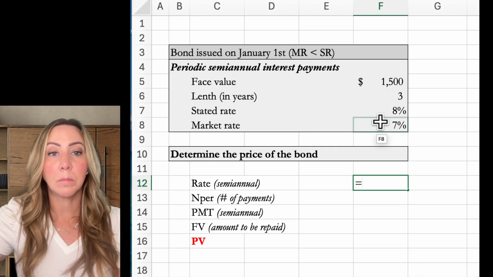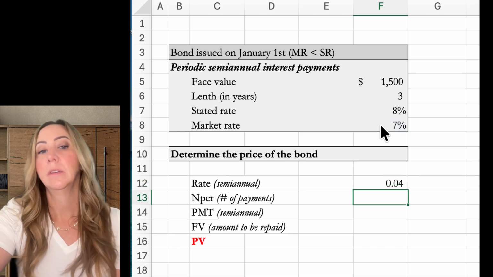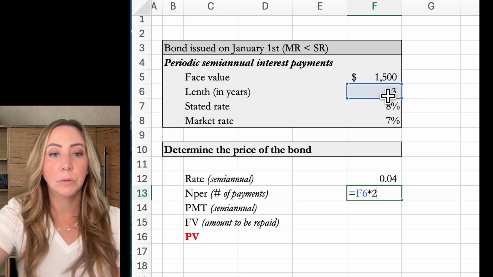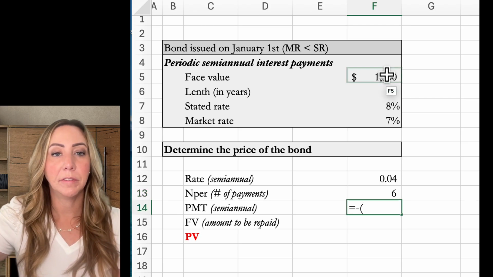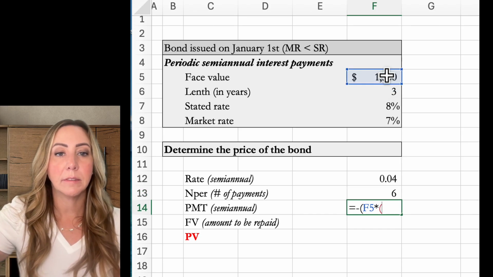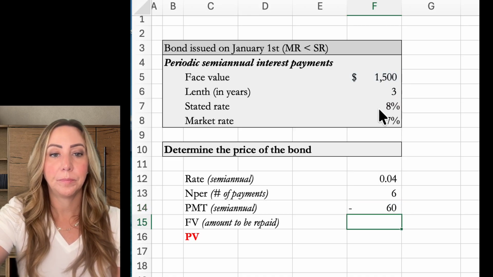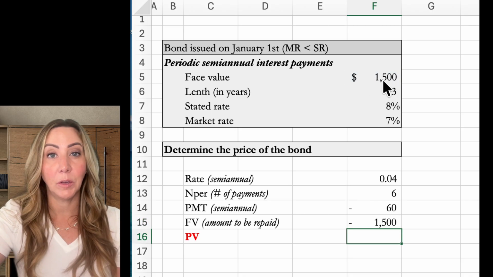First, I'm going to reference the market rate here in my present value calculation, but I need to divide by 2. The number of periods is 3 times 2. And then I'll calculate my payment. I'm going to make that negative. It's going to be 1,500 times the stated rate, halved, divide by 2. Finally, I have the promise to pay back the $1,500 at the end of the 3 years. I'll make that negative. And now I can do my present value calculation.